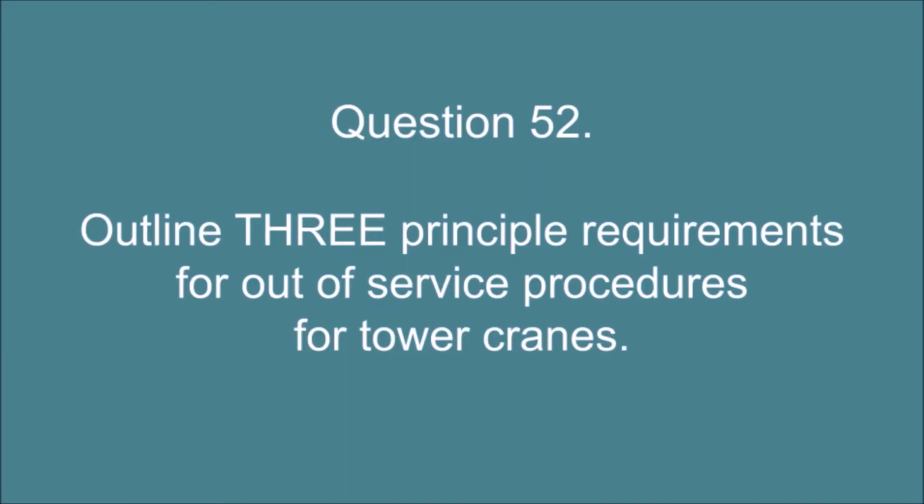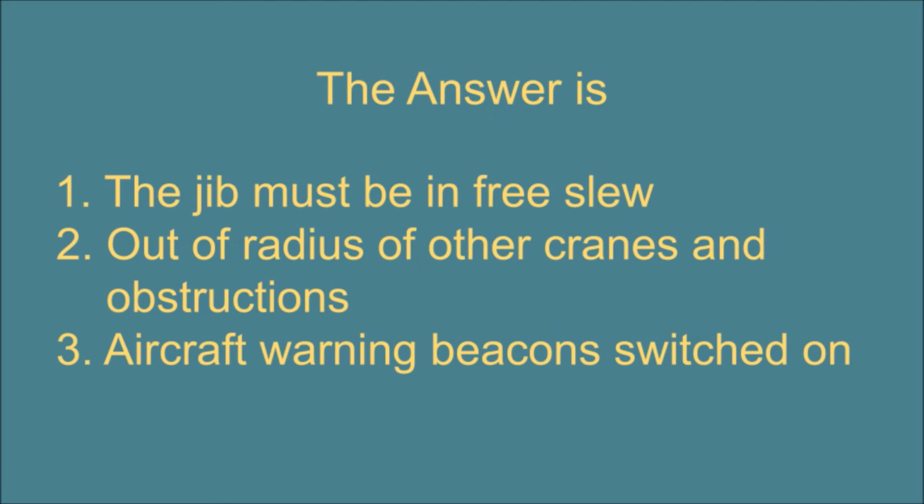Question 52. Outline 3 principal requirements for out-of-service procedures for tower cranes. The answer is 1. The jib must be in free slew. 2. Out of radius of other cranes and obstructions. 3. Aircraft warning beacon switched on.